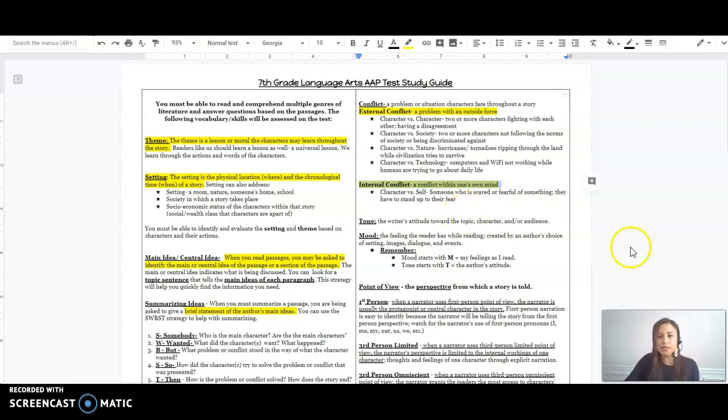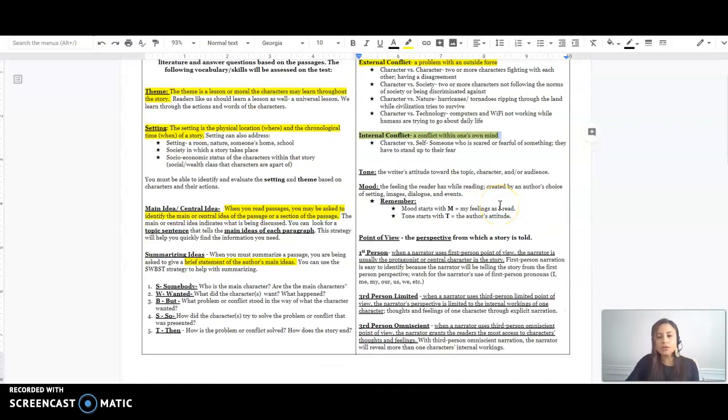Okay? All right, let's look at tone and mood. Tone is the writer's attitude toward the topic, character, and or the audience. The mood is the feeling the reader has while reading a story. It's kind of like the atmosphere that is created by the reader and the author. Then we have point of view.